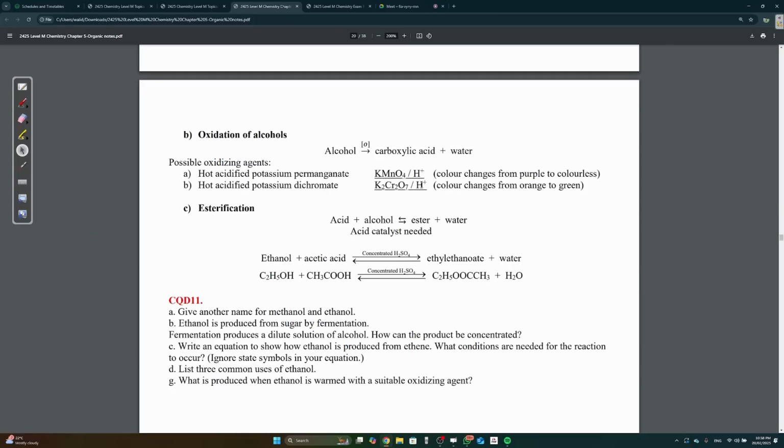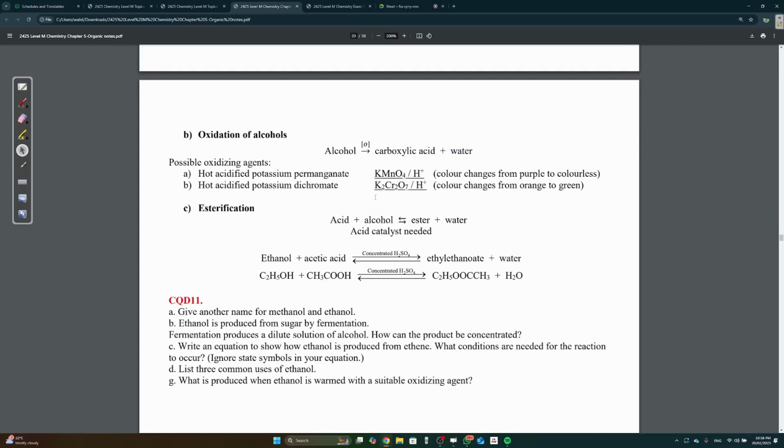The colors: KMnO4 changes from purple to colorless, and if they ask about potassium dichromate, K2Cr2O7, it changes from orange to green. This was a previous CA question, I remember it. The color changes from purple to colorless, and they asked what the products are. You just had to say the acid, I think it was ethanoic acid in the exam, and water.